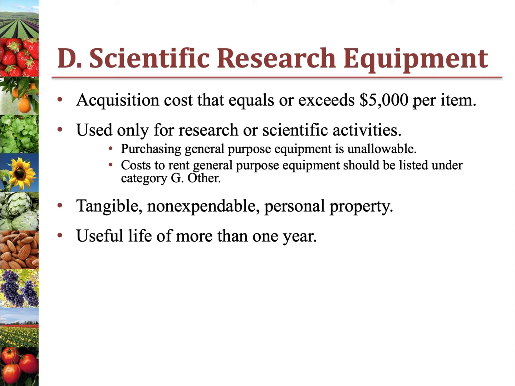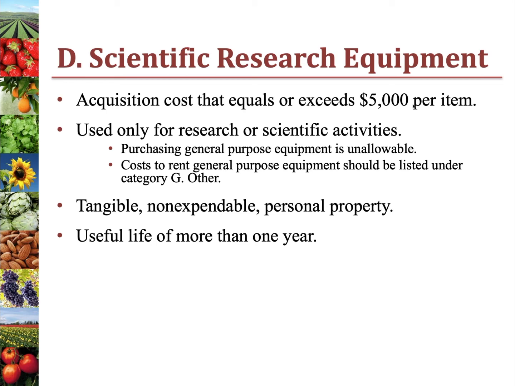Category D is for costs to purchase scientific research equipment required for the project. Items must have an acquisition cost that equals or exceeds $5,000 per item and must be used only for research or scientific activities. Note that all non-scientific items that cost more than $5,000 are considered general purpose equipment. Costs to purchase general purpose equipment are unallowable under the SCBGP. However, general purpose equipment needed for the project may be rented. Costs for rented equipment should be included in budget category G, Other.